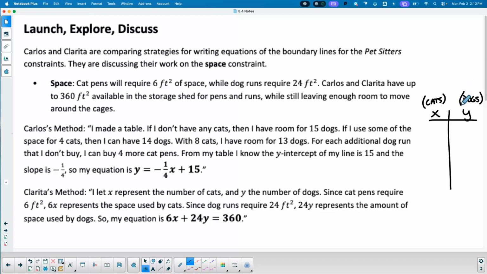And he said if I have 0 cats, if I don't have any cats whatsoever, then he has room for 15 dogs.